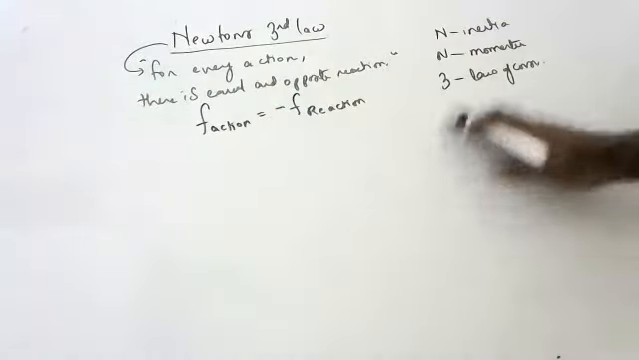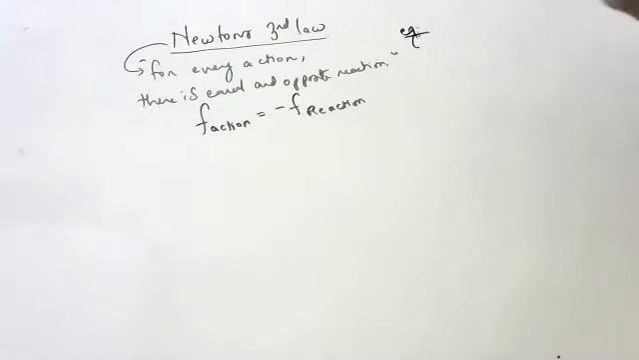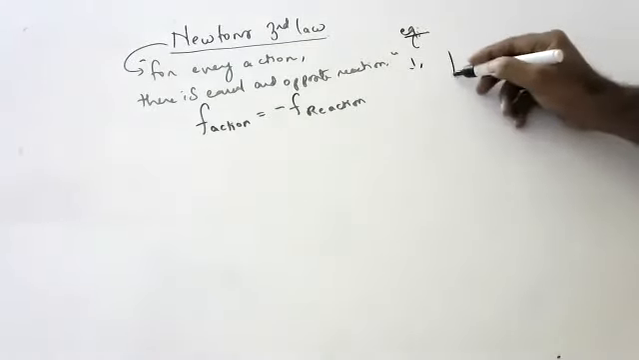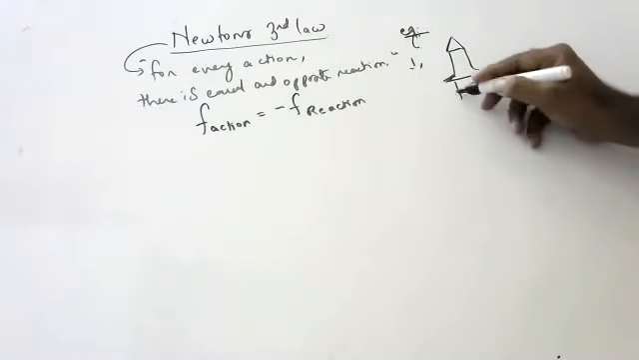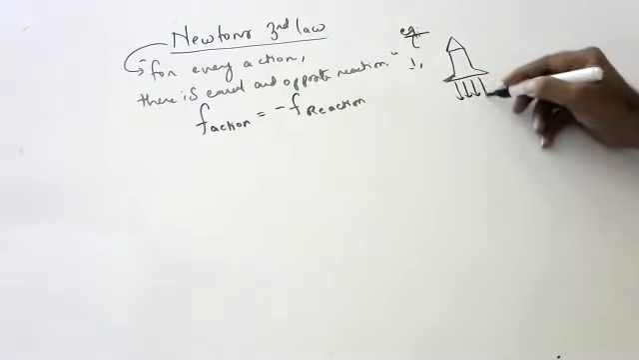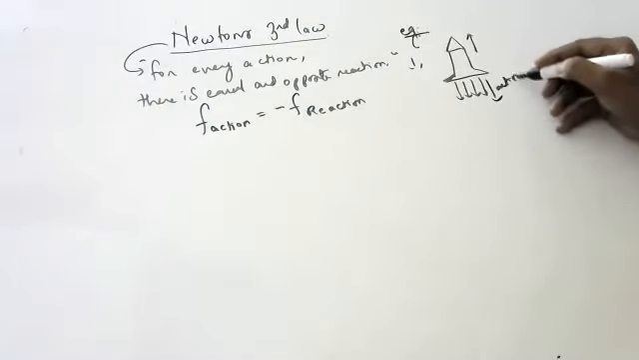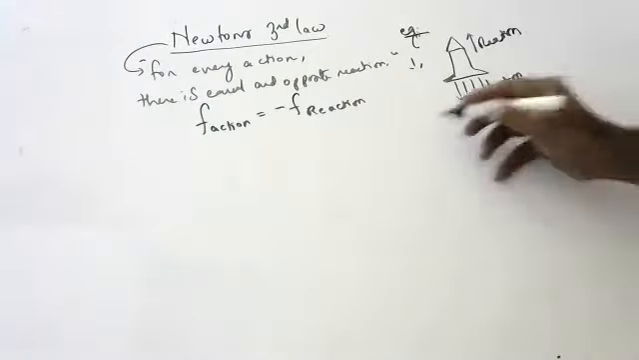So see here, children, some examples. The famous example is the rocket. All of you know this one. When the rocket liberates gases downward, then it starts going up. This is the action, and it going upward is the reaction.